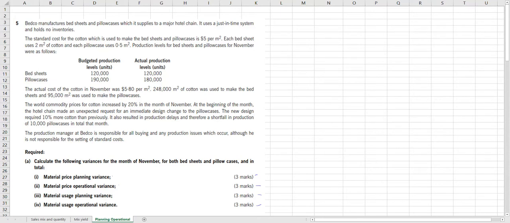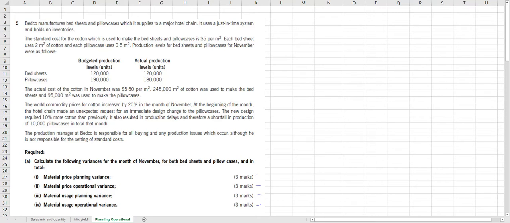Production levels for the bed sheets and pillowcases for November were as follows. We have bed sheets budgeted production and actual, and then pillowcases budgeted production and actual. The actual cost of the cotton in November was 5.8 per square meter. 248,000 square meter of cotton was used to make the bed sheets, and 95,000 square meter was used to make the pillowcases. The world commodity prices for cotton increased by 20% in the month of November.